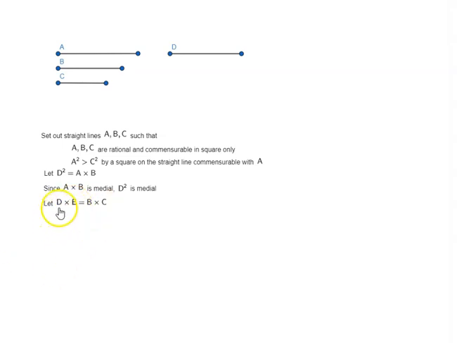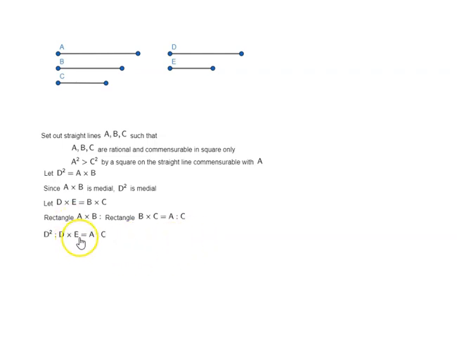E such that the rectangle contained by D and E is equal to the rectangle contained by B and C. Now let's bring that in. So the area of the rectangle contained by D and E is equal to the area contained by B and C. So rectangle A by B is to rectangle B by C as A is to C. A is a side of this rectangle, C is a side of this rectangle, so they are in proportion.